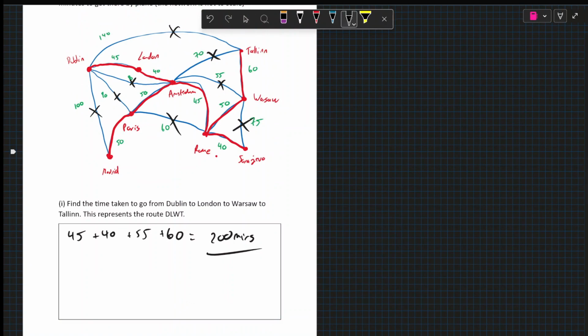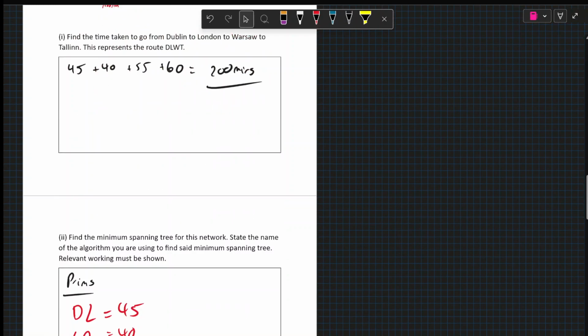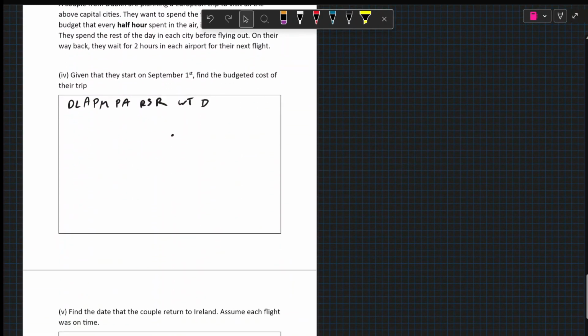45, 40, and 40 actually. So they go Amsterdam to Rome to Sarajevo back to Rome. So that's 40 and 40. 50, 60, 140. Meaning for their whole trip, time is 660 minutes, which we can conveniently write as 11 hours.